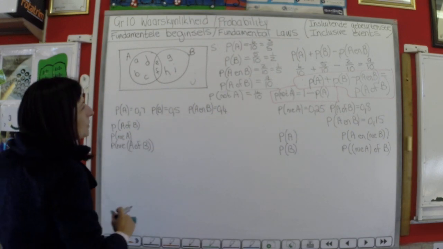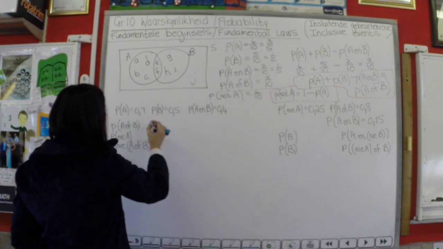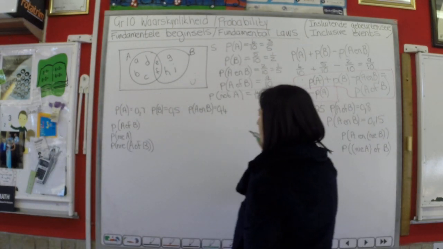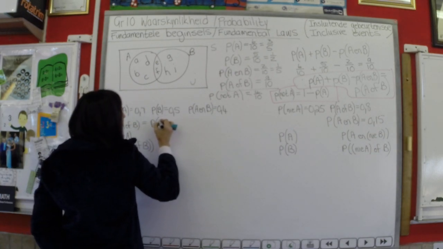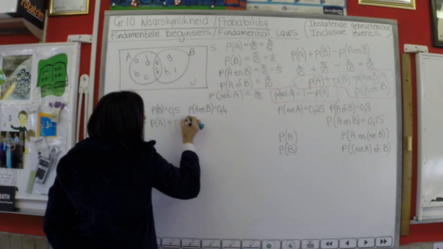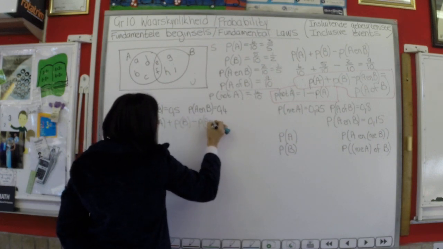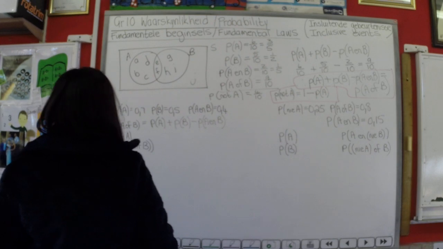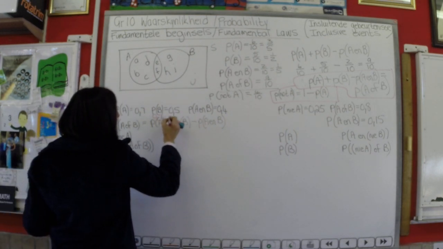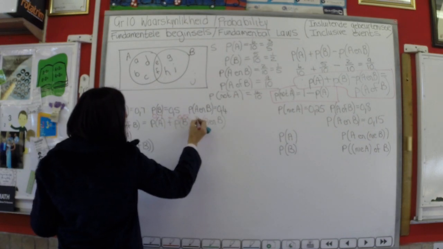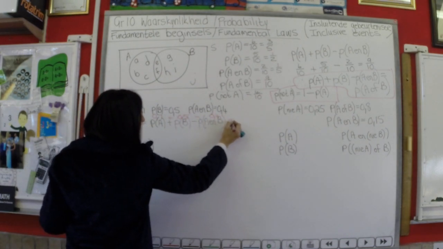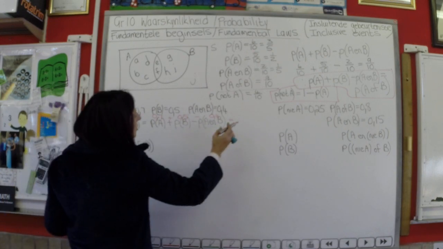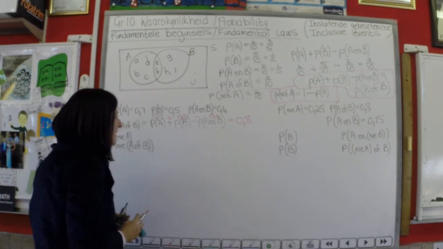So wat gaan ek nou doen? I'm going to use my law. My law tells me I need P of A or B. So I'm going to use that law because I've got PA plus PB minus the intersection. And I've got all of that, so I can simply insert that. Ek het vir A is 0,7 plus 0,5 minus die snyding. So wat is die vereniging? Dis 0,7 plus 0,5 is 1,2 minus 0,4. So the answer of that is 0,8.